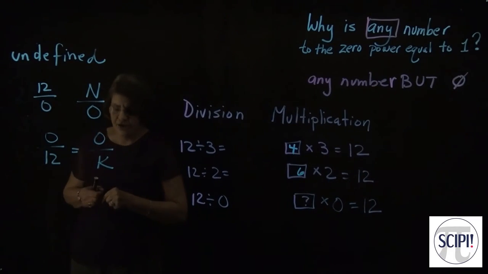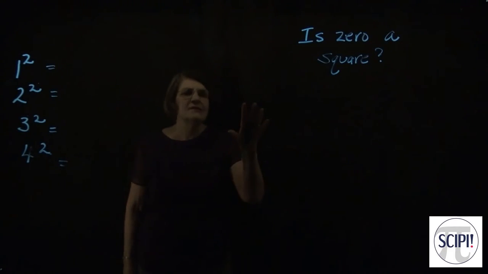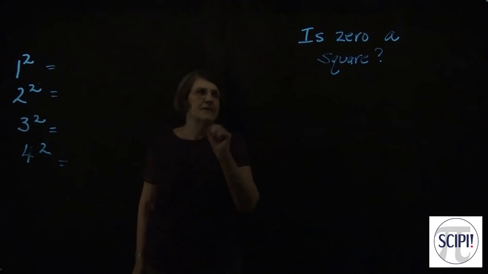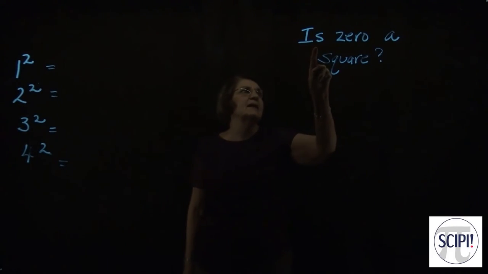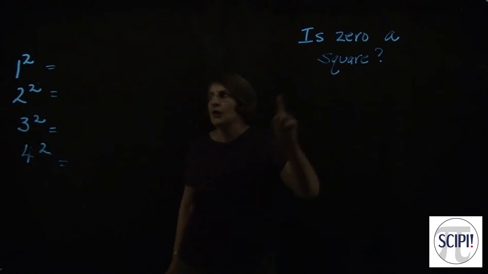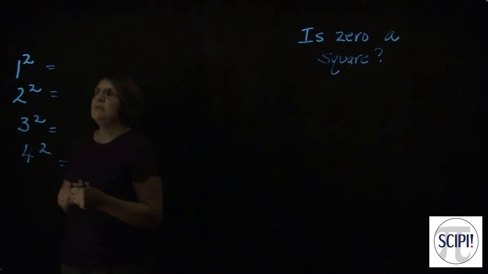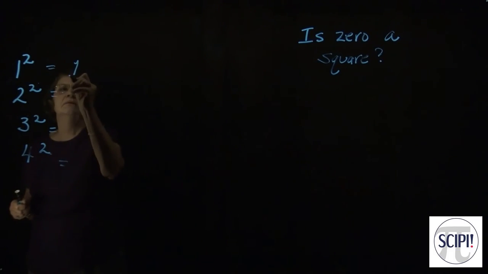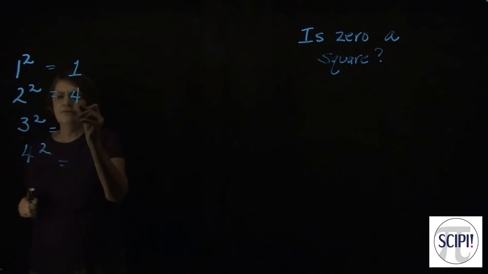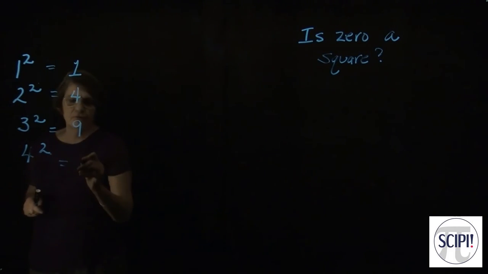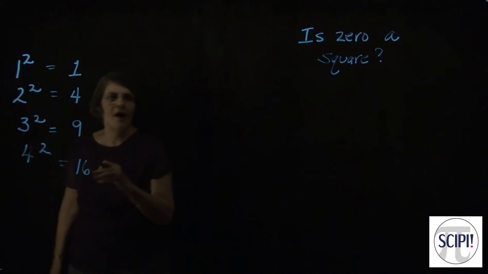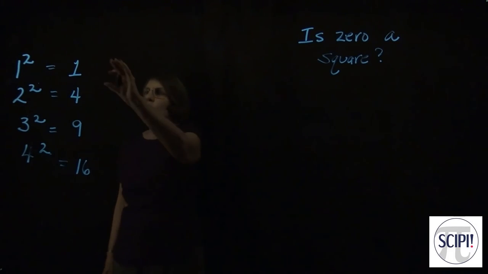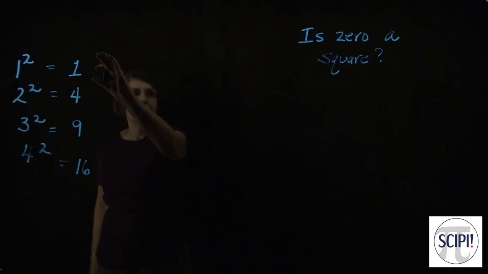Let's look at squares today. All right, so we've just learned that division by 0 is undefined. So let's look at, is 0 a square? Let's go over here, and here's our list. We know that 1 squared is 1, 2 squared is 4, 3 squared is 9, and 4 squared is 16. What is a square? Well, it's making a square.